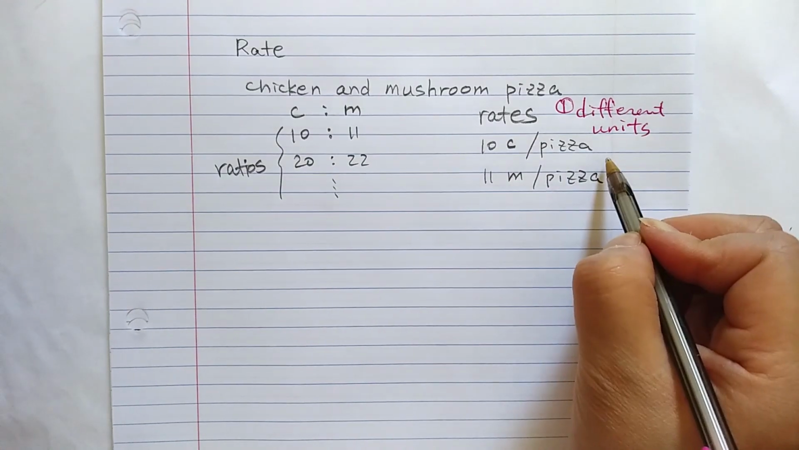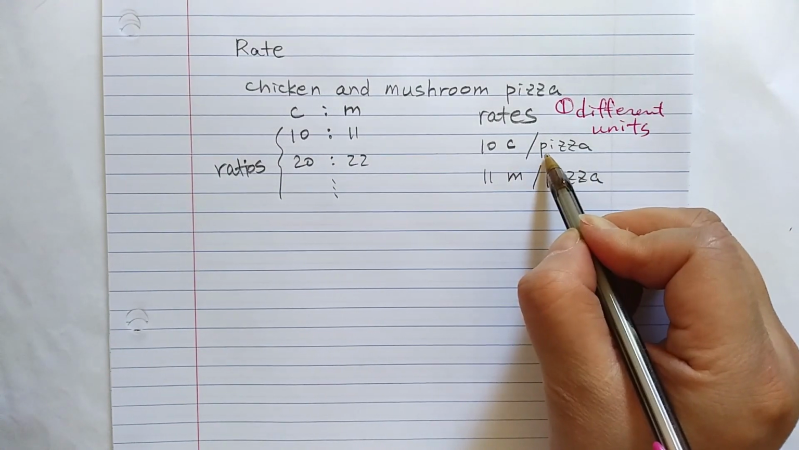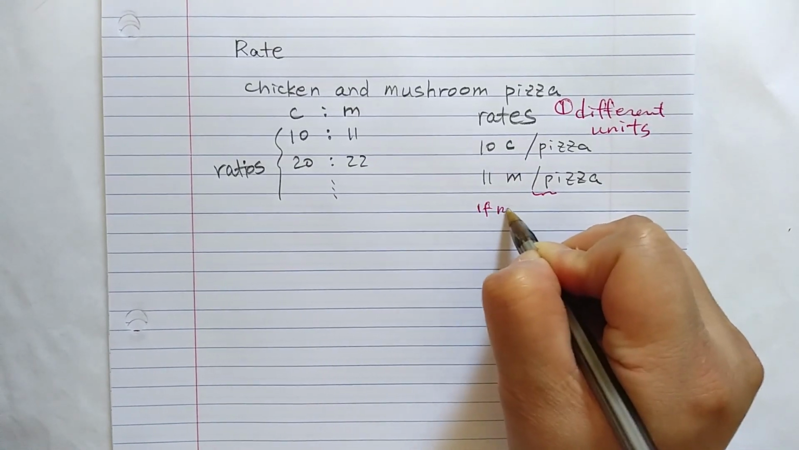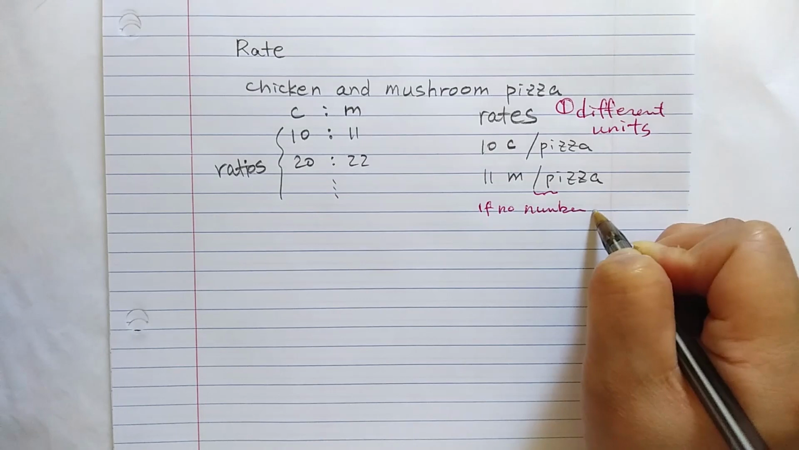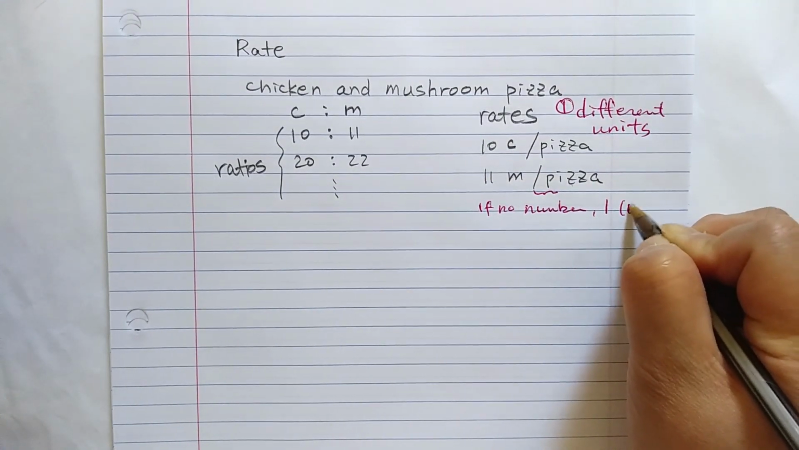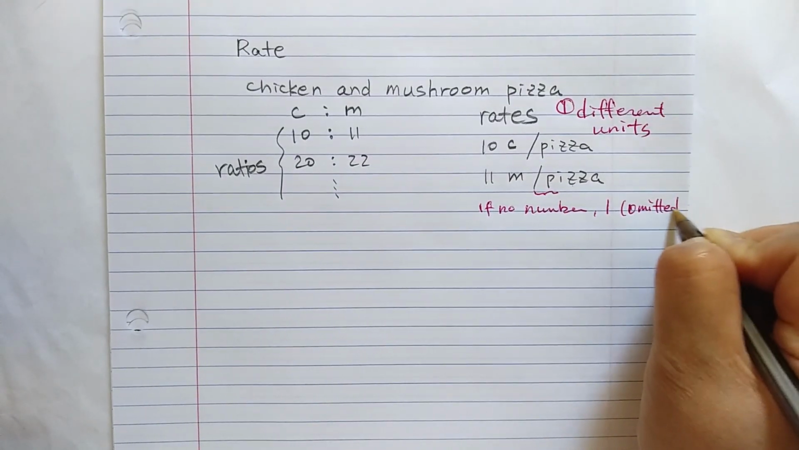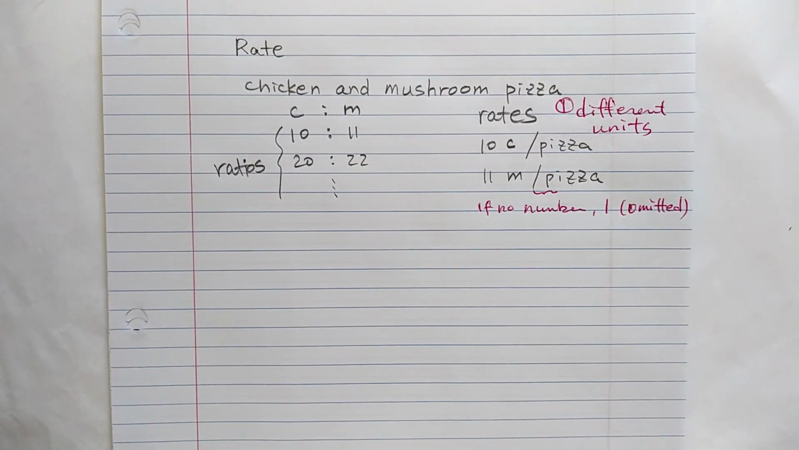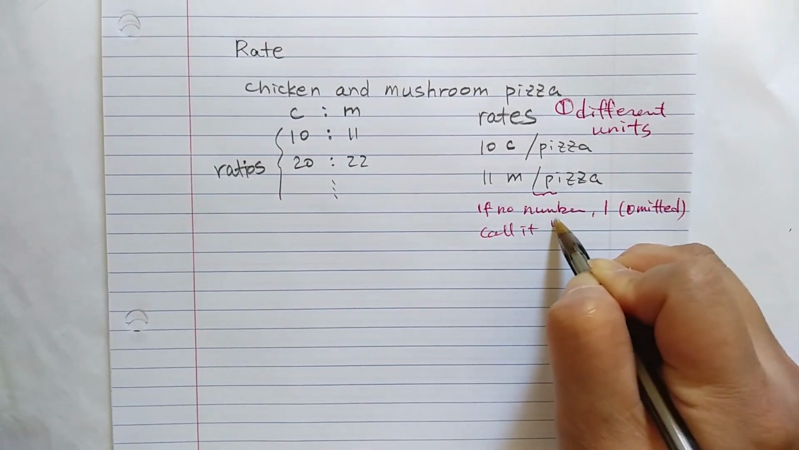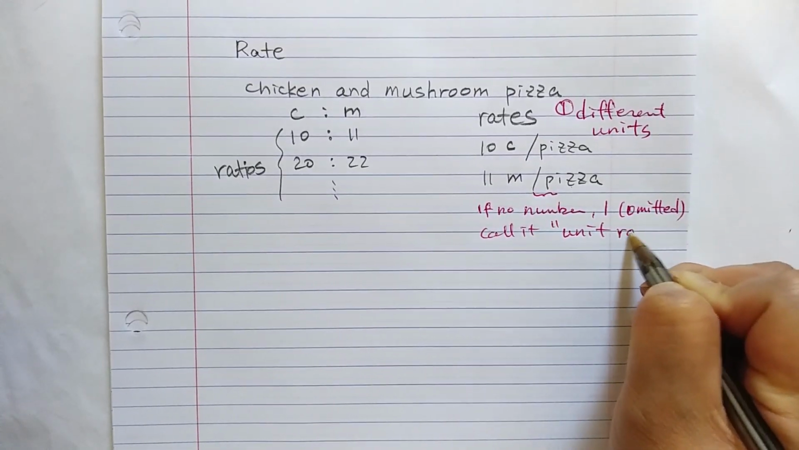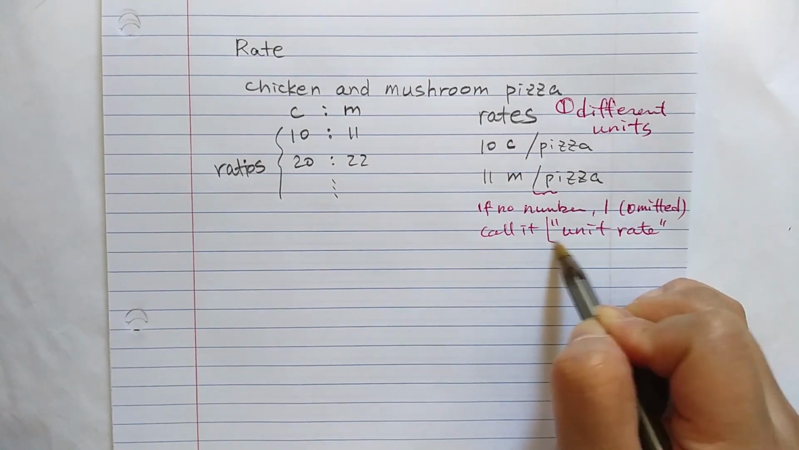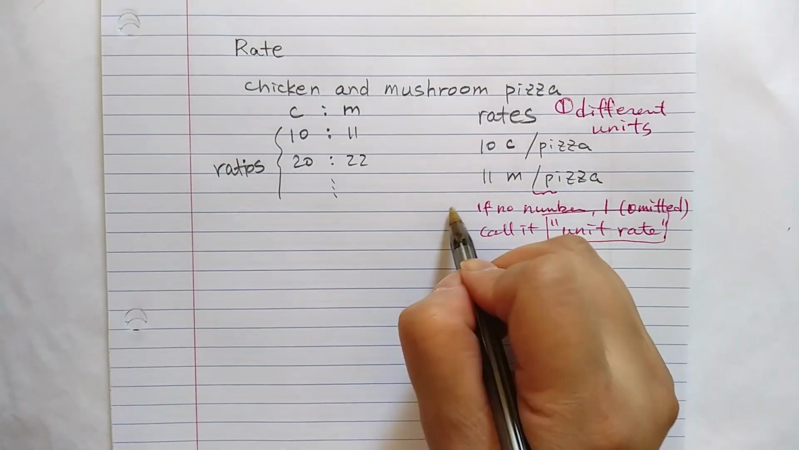I said two numbers, but there is no number in the second part here. If there's no number in the second part, then it means 1. And we don't write it. We call this a unit rate, and we'll mainly focus on unit rate. So that was number 2.